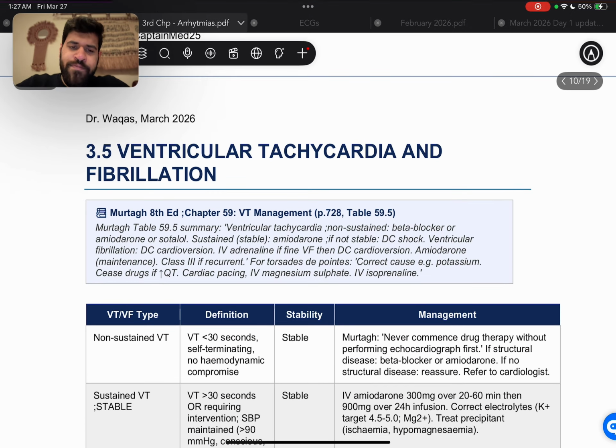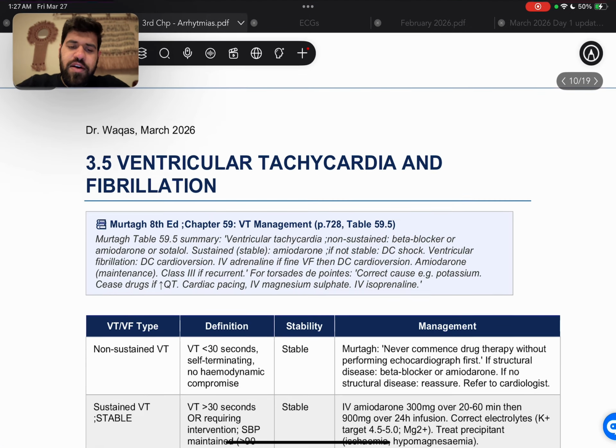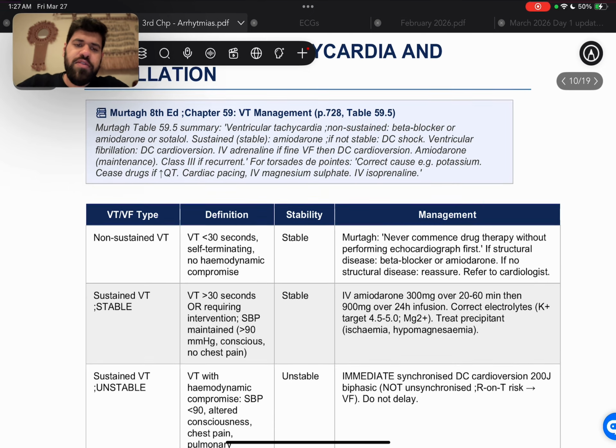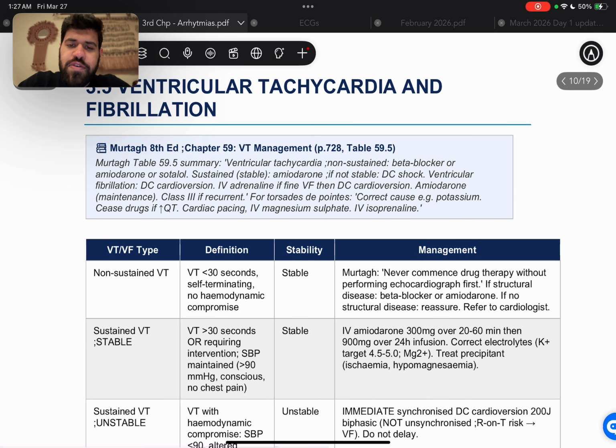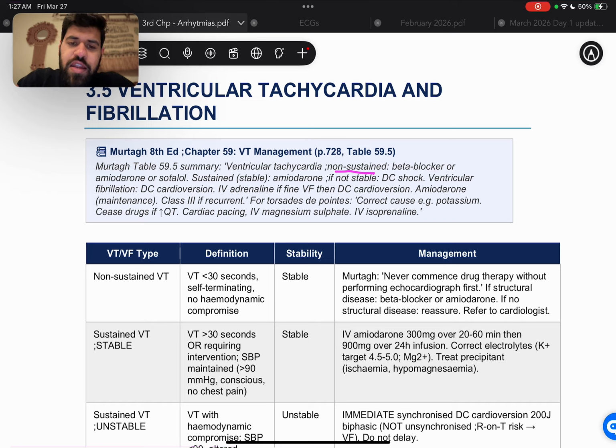Now moving on to ventricular tachycardia and ventricular fibrillation. Why is it important? Because you see the difference in the treatment between sustained and non-sustained VT. If it's non-sustained, we give beta blockers or amiodarone or sotalol. If it's sustained, we give amiodarone. And if it's not stable, we do DC shock. Again, not stable, DC shock.